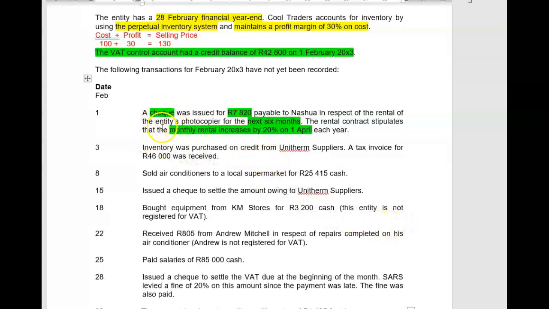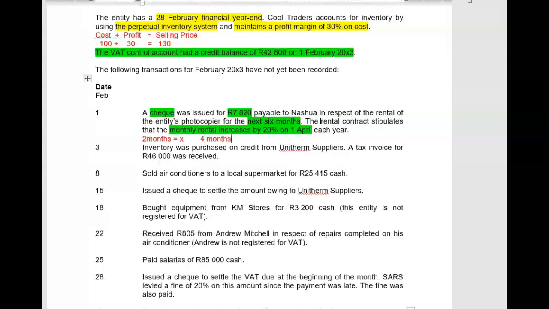How many payments was in advance? 5 payments. What is the payment? We don't know. But what we do know is that the rent increases on 1 April every year. So for the months of February and March, so it's 2 months, we are going to pay a certain amount of rent. We don't know what it is, so we just put in X, right? Then that's February, March, April, May, June, July, 4 months.